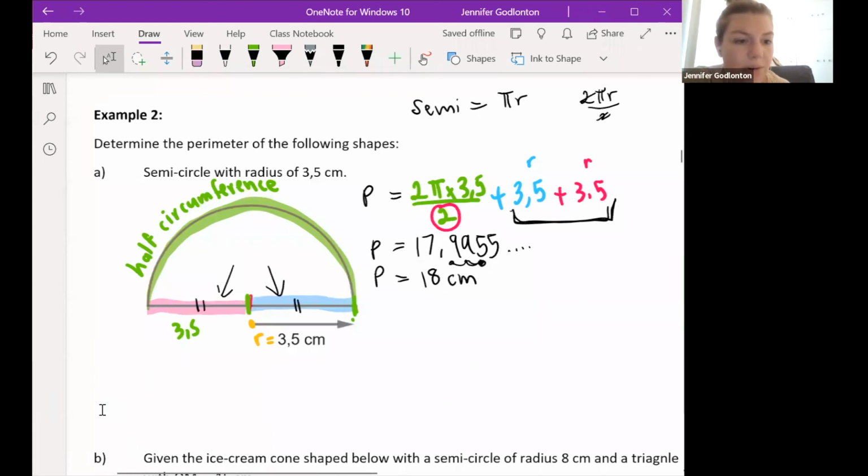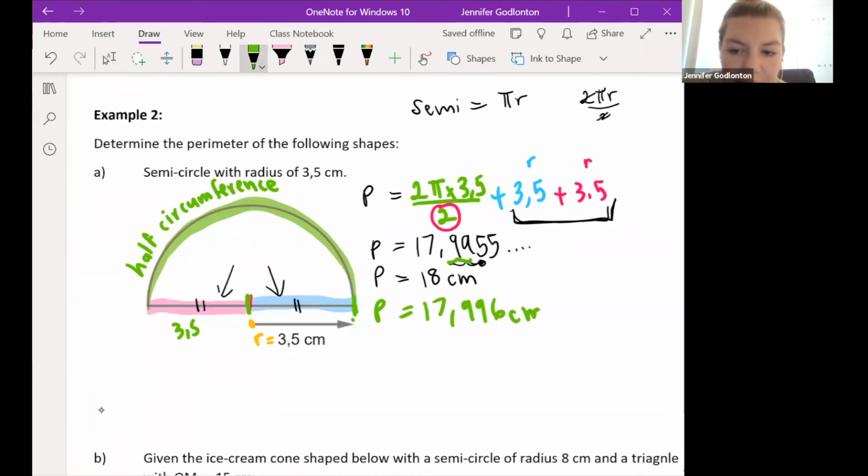Thursday, we'll be continuing with this topic. Thursday, we're going to start with a little bit of area. So the 18 just came because the 9s tilted up when I was rounding. But if you were panicking about that, you could also say 17.996. And that's also okay.